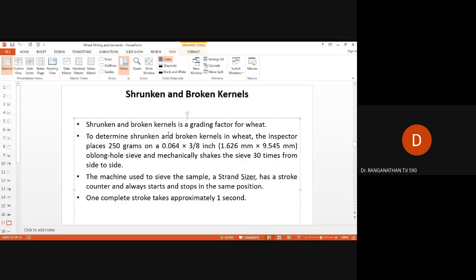So similarly, for the broken kernels, for example, if I have taken 1 kg, and if the broken kernels are something like 100 grams, the percentage of broken kernels is 10%, etc. So here they took 250 grams. So accordingly the calculation varies. Fine.